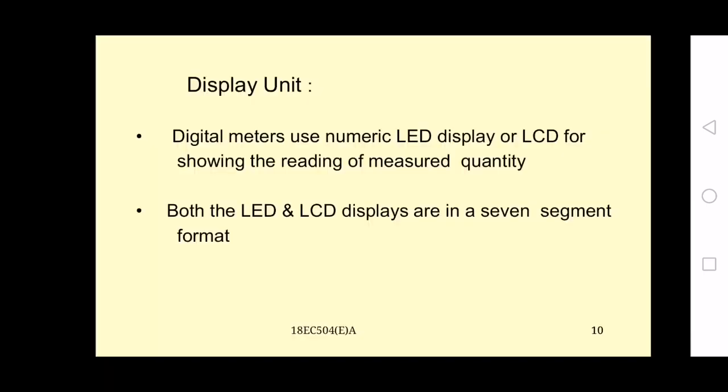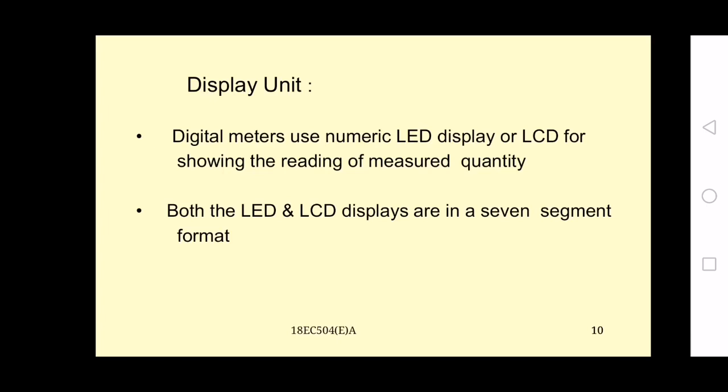Now the display unit. Digital meters use numeric LED displays or LCD for showing the reading of the measured quantity. LED means light emitting diode display, and LCD means liquid crystal display. You can have two types of displays for your digital instruments. So it is a numeric display having either an LED display or an LCD display for showing the reading of the measured quantity. Both LED and LCD displays are in 7 segment format.